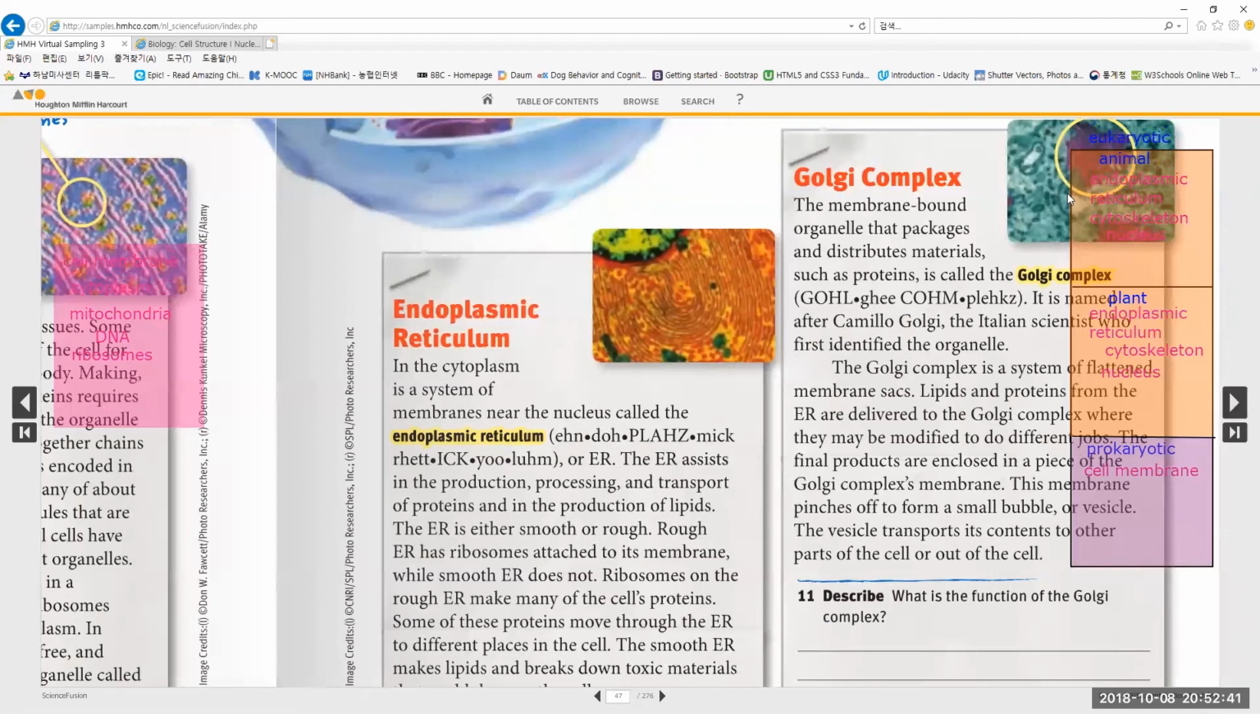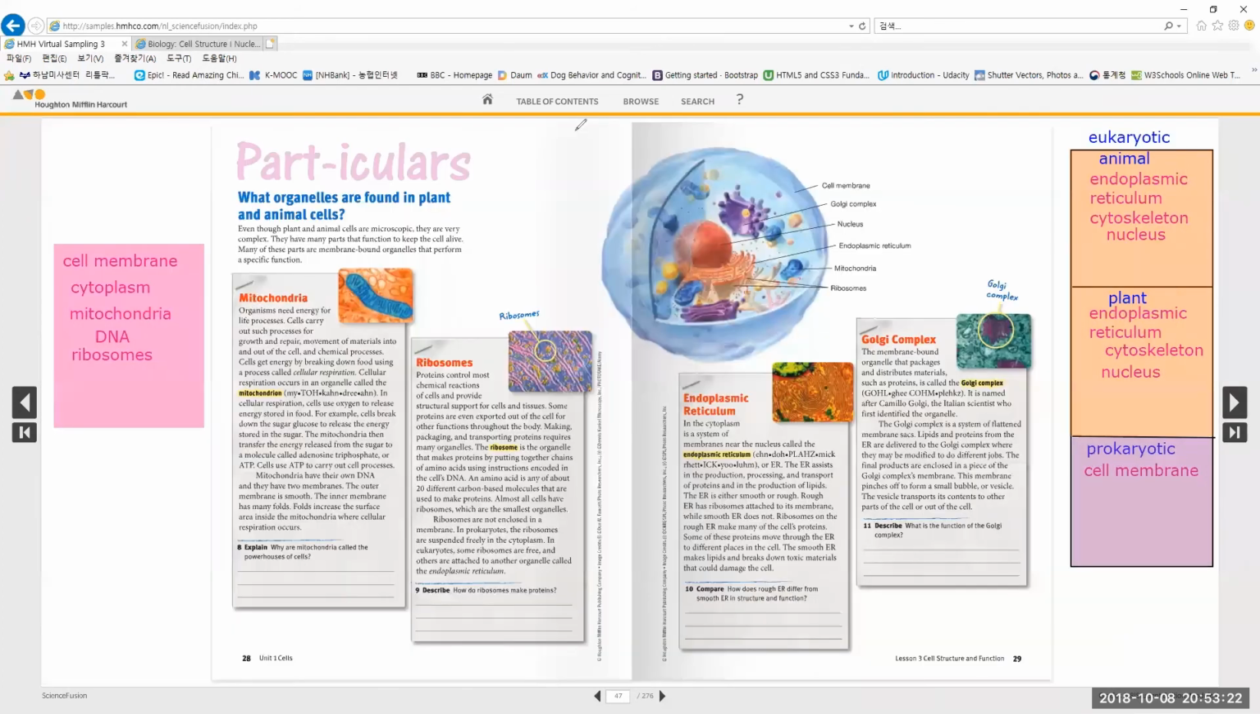Lipids and proteins from the ER are delivered into the Golgi complex where they may be modified to do different jobs. The final products are enclosed in a piece of the Golgi complex's membrane. The membrane pinches off to form a small bubble called a vesicle. The vesicle transports its contents to other parts of the cell or out of the cell. So all three have the Golgi complex.